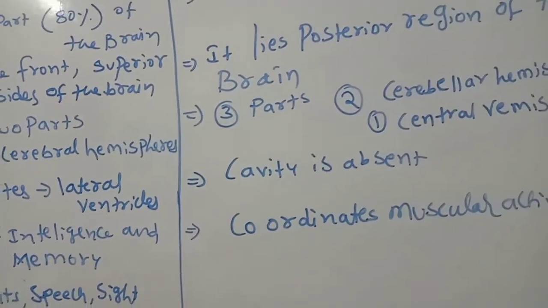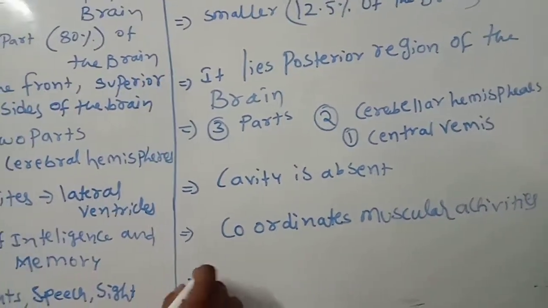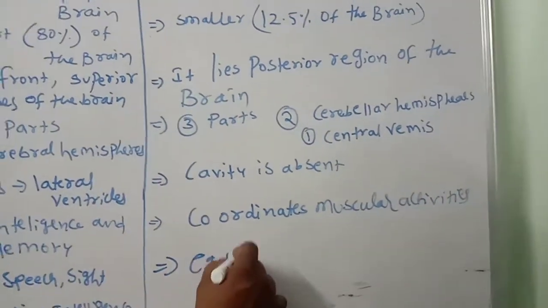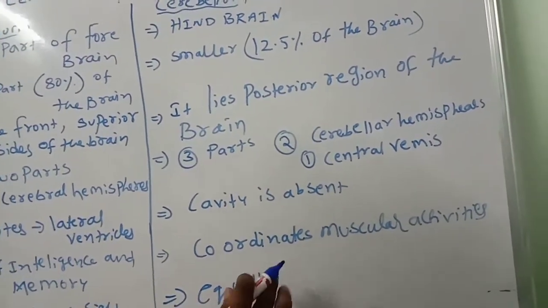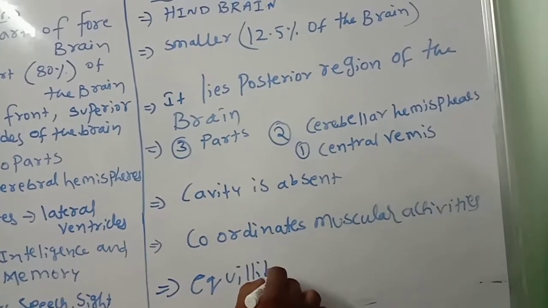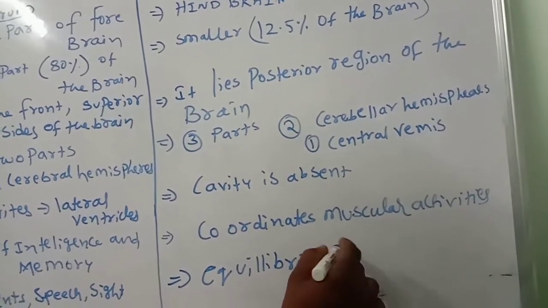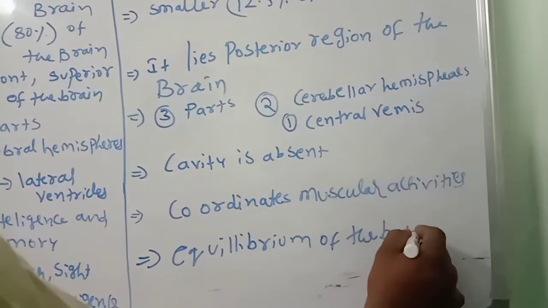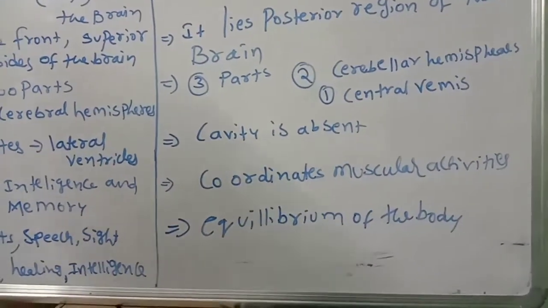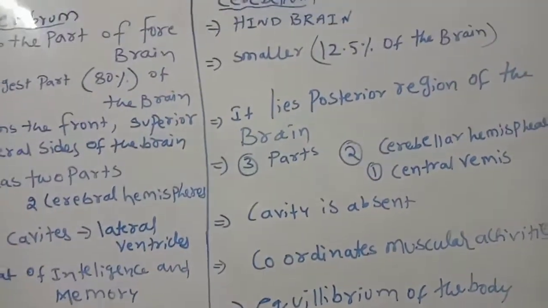What about the cerebellum? Its main function is equilibrium. The equilibrium of the body is under the control of this one. Children, listen very carefully.